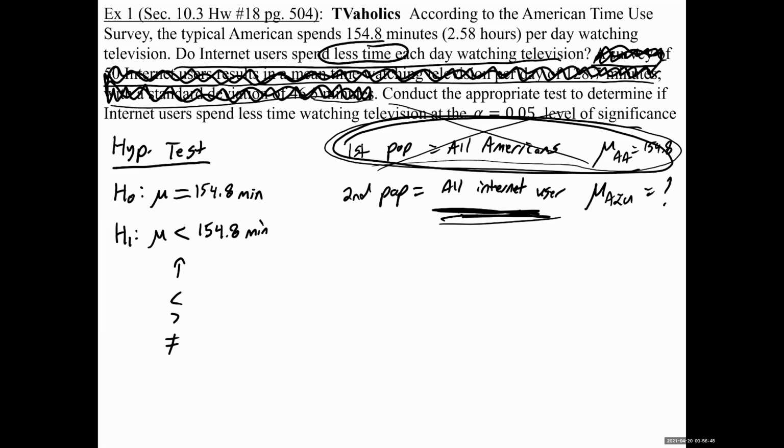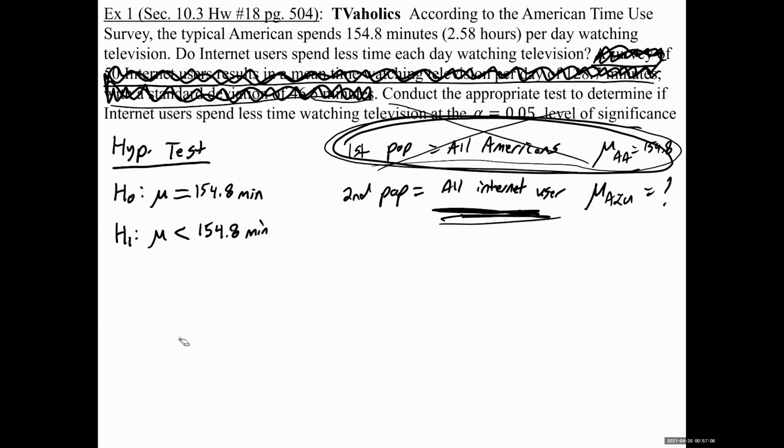But again, you have to be careful not to just look for keywords. Make sure you read the whole thing and understand it. We'll see a problem in here soon enough where it'll say less in the problem, but this will be a greater than instead of a less than. So you have to watch out for that. Don't just use keywords, but it is a less than over here.